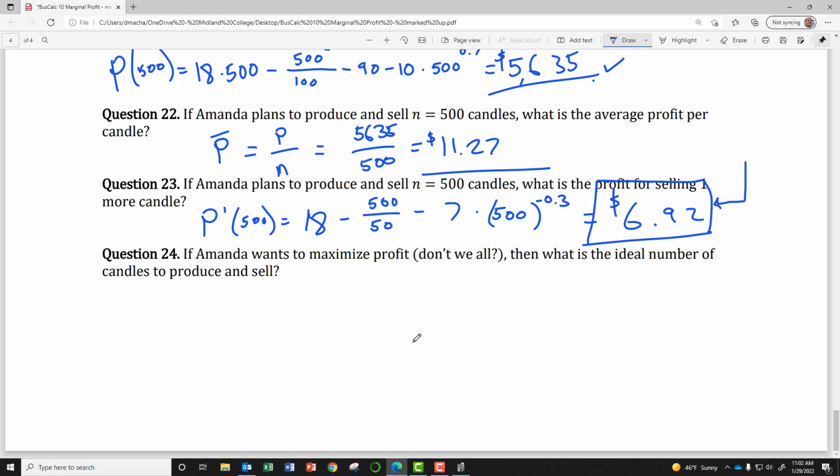So let's ask this question. If Amanda wants to maximize profit, and I think every business pretty much wants to maximize profit. Every business is sort of an optimization problem in mathematics of trying to see what decisions would maximize profit. What would be the ideal number of candles to produce and sell? So what n gives the maximum profit, which is capital P of n. That's our profit function.